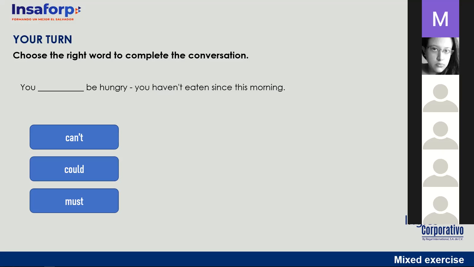Are you sure? You could be hungry. You haven't eaten since this morning. No has comido desde la mañana. This morning, yeah. Ah, okay. You must be hungry. You haven't eaten since this morning. You must be hungry. Yes. Okay. Very strong possibility. You are sure about this. You must be hungry. Decía de tener hambre, le dice. No has comido desde la mañana. No había entendido mucho. Okay, no problem. Don't worry. Okay, thank you.